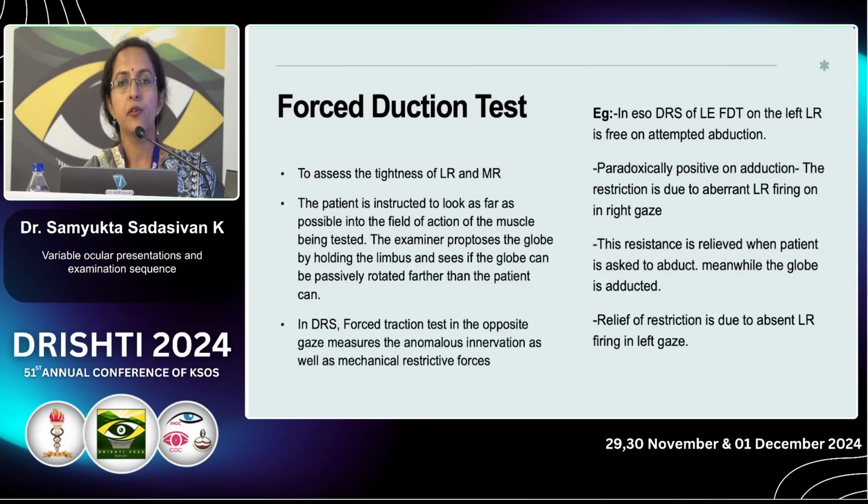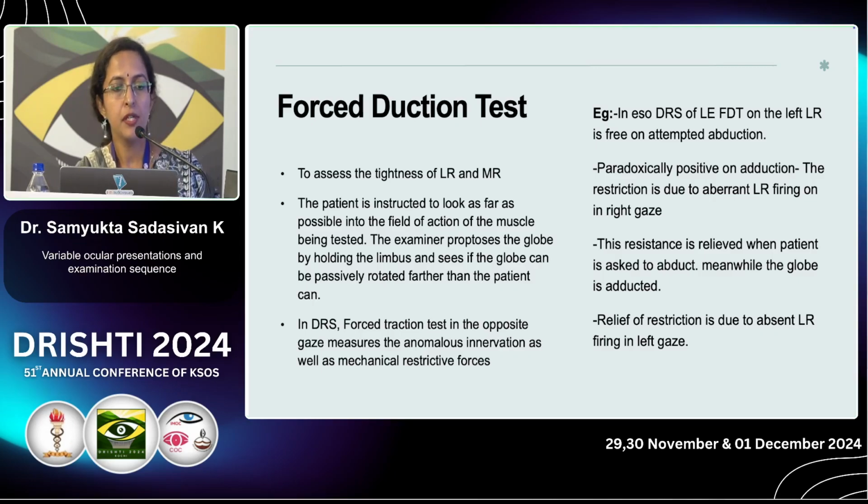So we know in routine FDT, the patient is instructed to look as far as possible into the field of action of the muscle being tested. The examiner proptoses the globe by using atraumatic forceps and then holds the limbus and sees if the globe can be rotated passively farther than what the patient can do by himself. So that is the routine FDT.